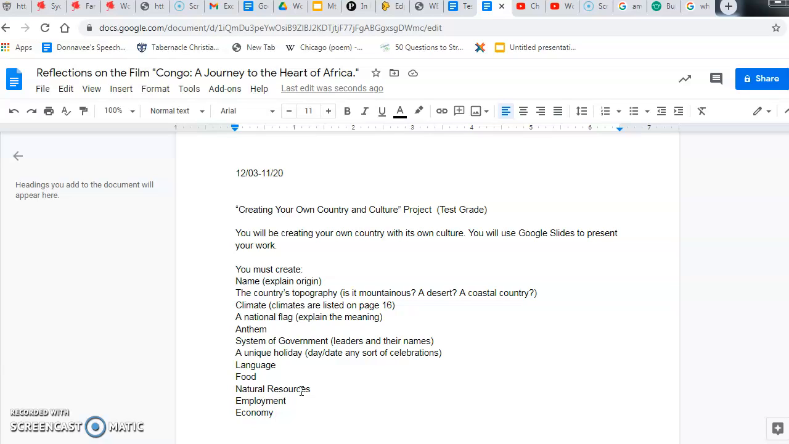And then finally, I want you to mention the economy. And again, that's going to be part of these two, natural resources and employment, as far as what kind of economy do they have. Is it an agrarian economy? Are they farm-based? Is it a technological economy? Are they based in making lots of fancy tech? It's all up to you, but it does need to sort of reflect one another.